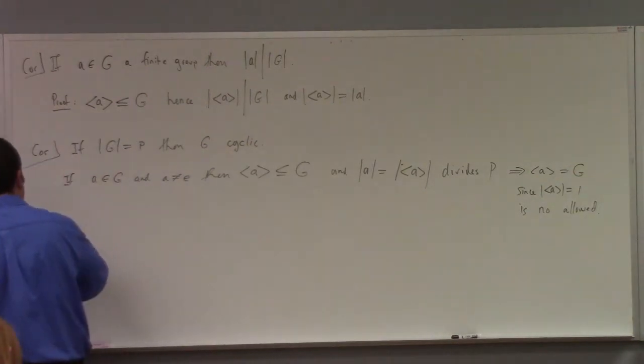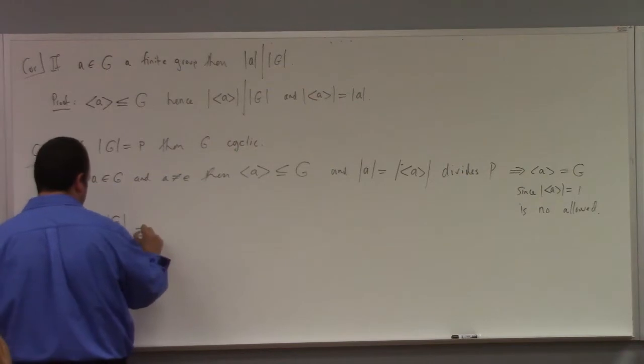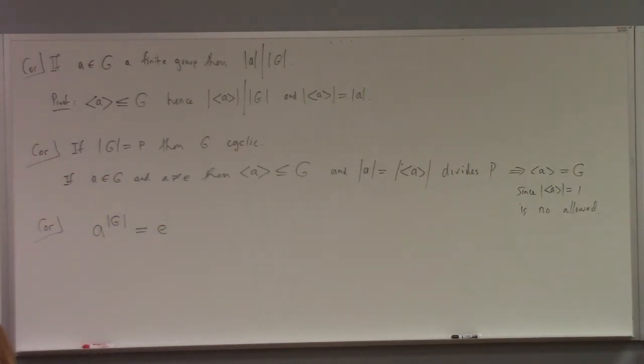Another corollary is that a to the group order is the identity. Again, I'm in a finite group, all right? In a finite group, if we raise any element of the finite group to the order of the group, we must get the identity. How would you prove this?